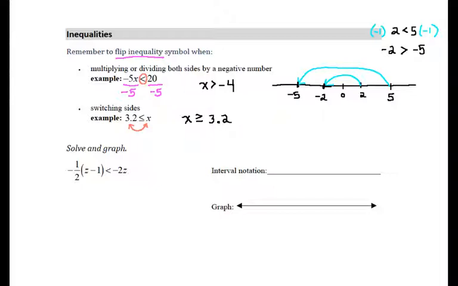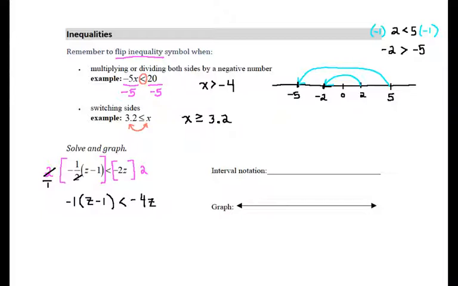So if we take this first example here, we're asked to solve and graph. We do have a fraction in this, so I can start by clearing fractions just like I would do if it were an equation. I don't have to, there are other ways to do this, but let's go ahead and multiply both sides of this by 2 in order to clear the fraction. This is like 2 over 1, so this 2 and this 2 just drop out, leaving me with just a -1 multiplied by z minus 1 on this side. And on the right-hand side, I have -4z.